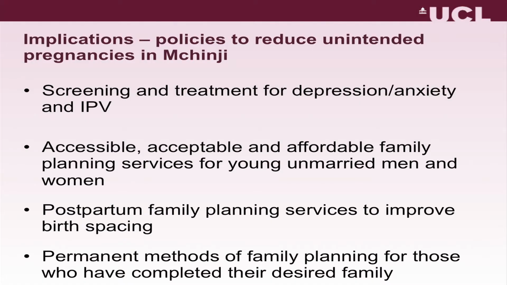So the policy implications for Mchinji for reducing unplanned pregnancies are that the identification and treatment of women who are experiencing intimate partner violence or depression is important, though obviously difficult, as these women are at particular risk of unplanned pregnancies. Providing family planning services that are accessible to young, unmarried men and women in the district is also key, but that would involve working with communities to change norms, working with the health service and healthcare worker attitudes, as well as potentially working with the education sector.